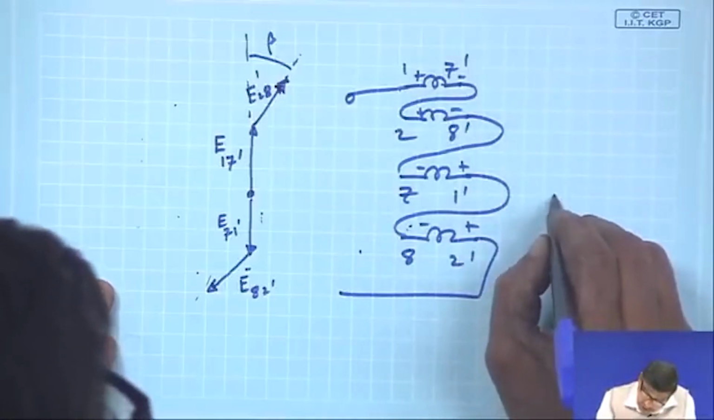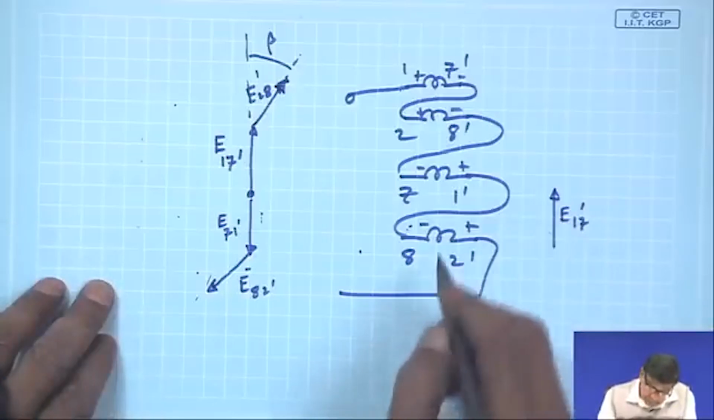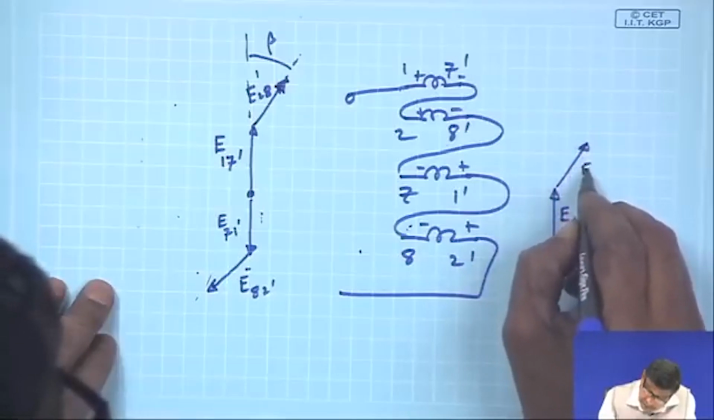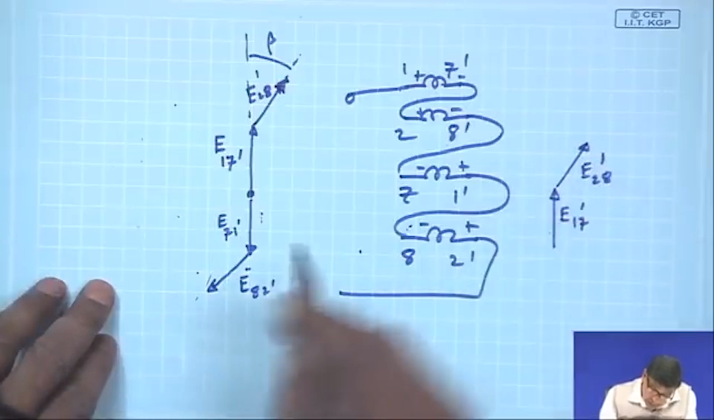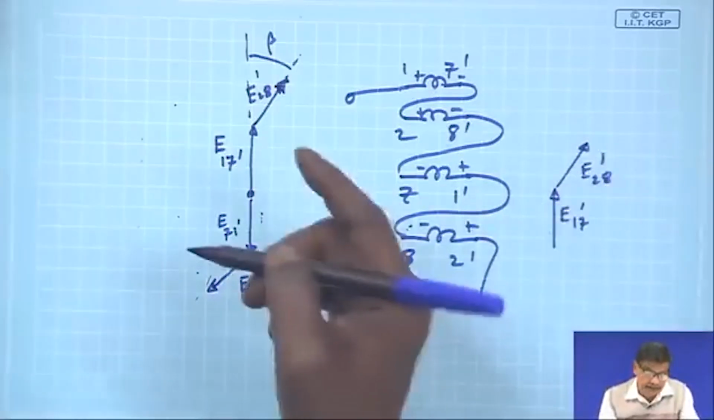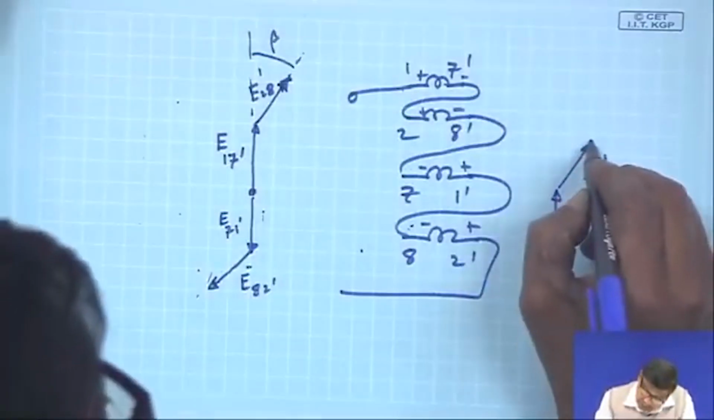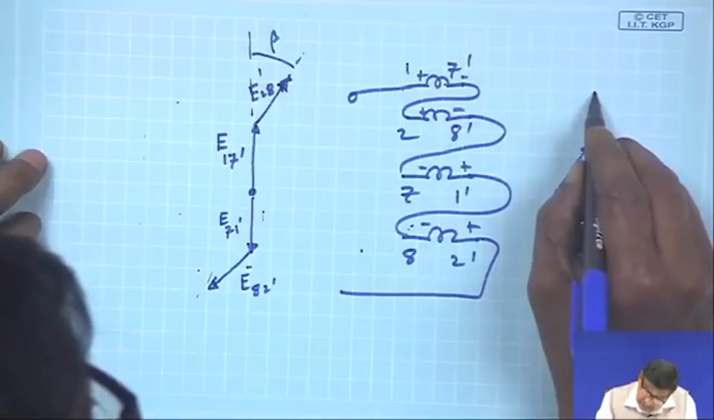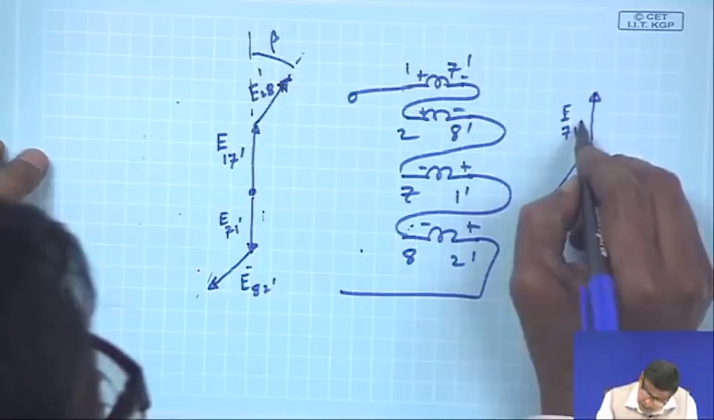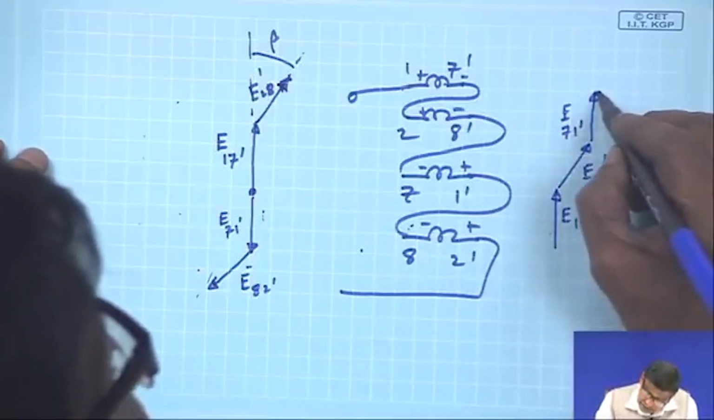So, this is suppose E17 dash, then E28 dash, that is fine. Then what you do is this, you take the negative of E17 dash, that is what exactly we have done, we have reversed the connection. So, then this voltage is E71 dash and then take E82 dash.